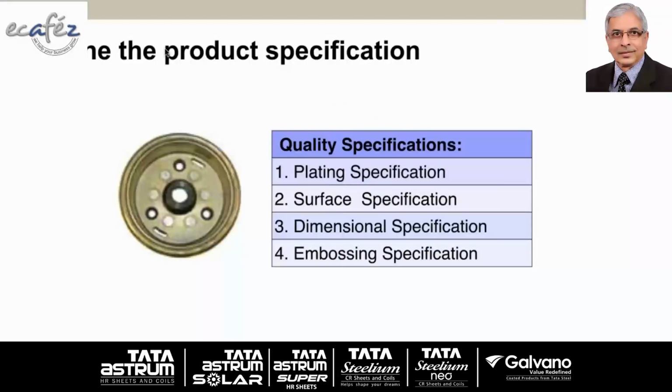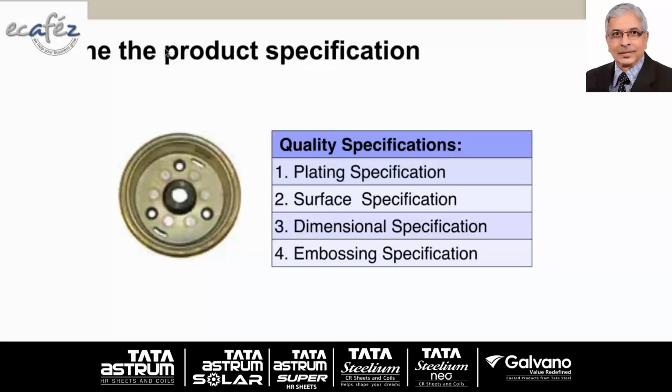So define the product specification to ensure the quality. As you have seen, what I discussed about, the first thing is what should be the desired quality. In the case of toast, 9 different varieties were produced, and number 5 was identified as the ideal quality target based on the specifications. Here, 4 kinds of specification were prepared by the team: plating specification, surface specification, dimensional specification, and embossing specification.